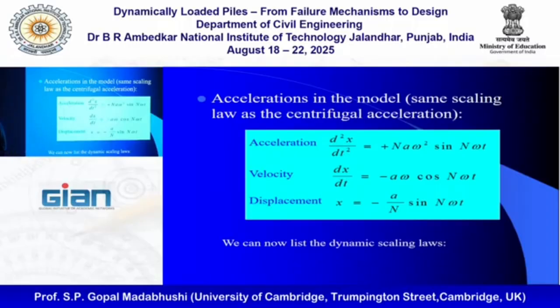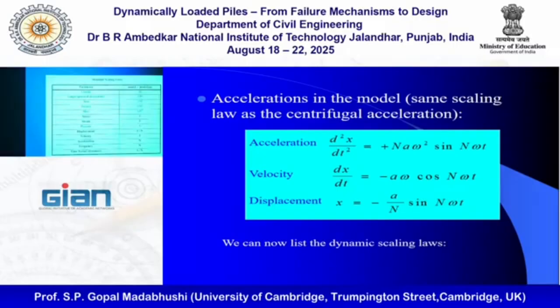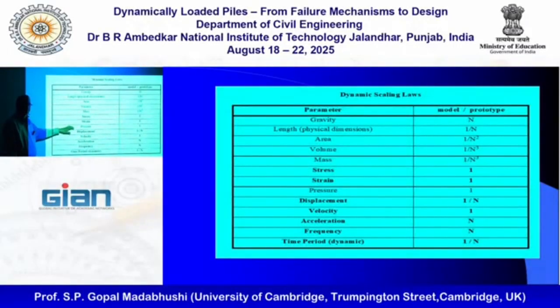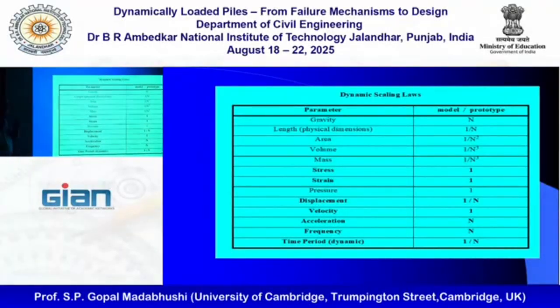So once you do that, we can write a set of scaling laws for the dynamic scaling laws. Until here, we have done yesterday. All these are exactly same as yesterday. Now the displacement, velocity and acceleration. Acceleration is n times, this is also consistent. Frequency is now n times larger, and reciprocal of frequency is time period, so that will be 1 over n. Agreed? Right. So, yeah.